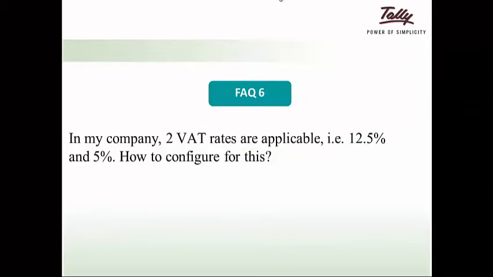So in this company, two VAT rates are applicable. The customer can configure according to his details, as in if he is maintaining two different stock groups, he can configure in the stock group. If it is two items, then you can configure in the item. If most of the items are taxed at 12.5% VAT rate and a few items are taxed at 5%, then you can configure 12.5% at the company level and 5% in those few items that are taxed at 5% VAT rate.